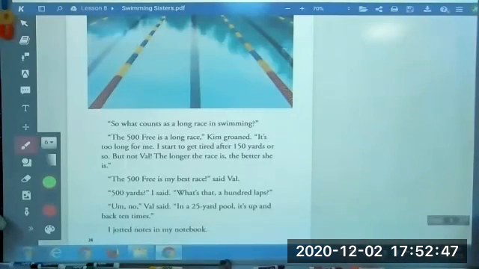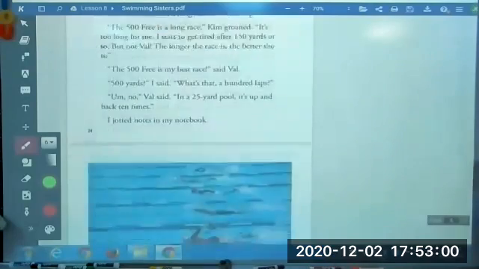500 yards, I said. What's that, 100 laps? No, Val said. It's in a 25-yard pool. It's up and back 10 times. I jotted notes in my notebook.